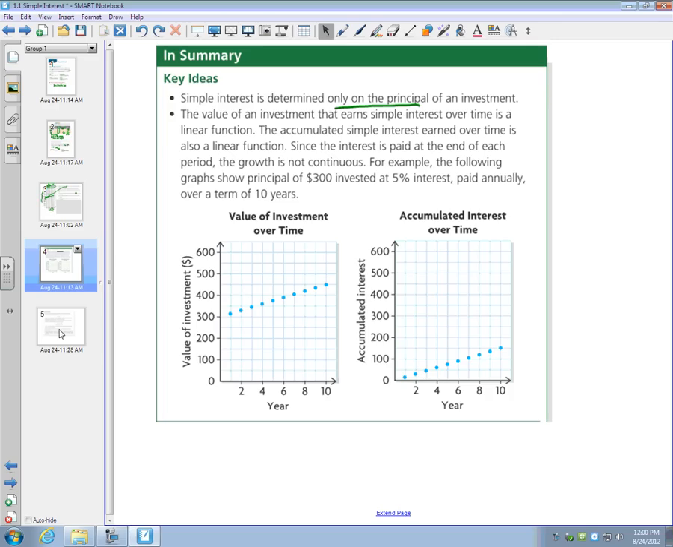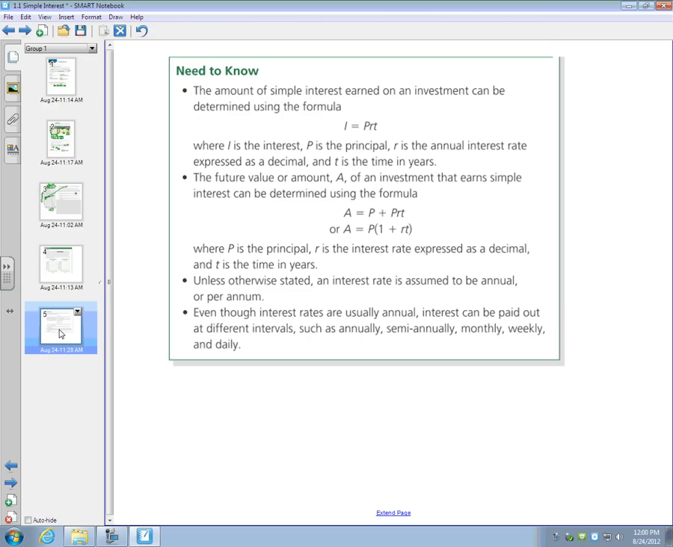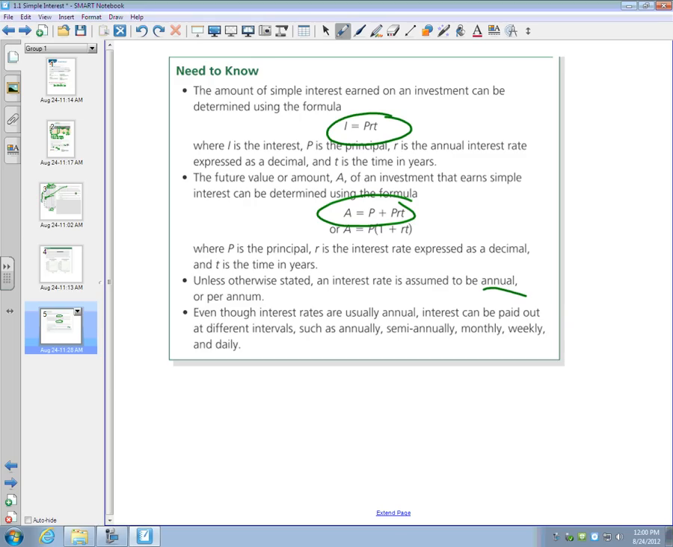Okay. Next slide here talks about using those formulas. I equals PRT, so your interest equals your principal times your rate times your time. And the future value, the amount of an investment, is going to be P plus PRT. So that's important as well. Okay. Unless otherwise stated, interest rate is assumed to be annual, or per annum, per year. Interest can be paid out at different intervals, such as annually, semi-annually, monthly, weekly, and daily.